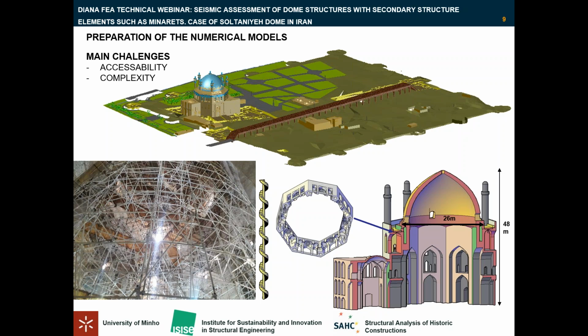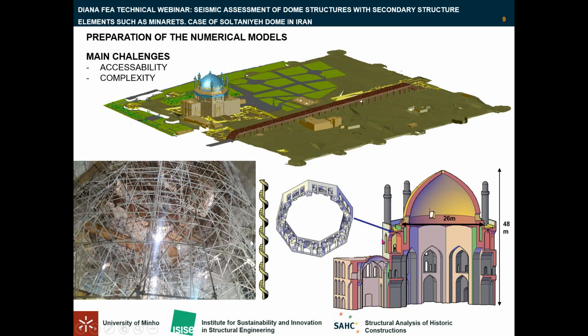The next challenge was the complexity of the building. As you can see, the structure is very huge with 48 meters of height, and the span for the dome is 26 meters. And the thickness of the walls here, the main walls of the octagonal part and the dome hall, is 7 meters, and it has 3 levels of arches with different spans and heights. Also rooms in second floor and the gallery level and interior spaces.